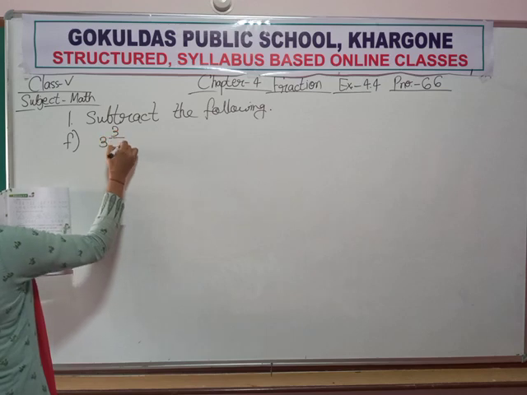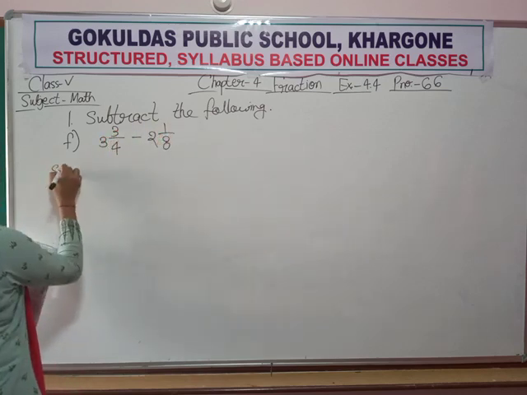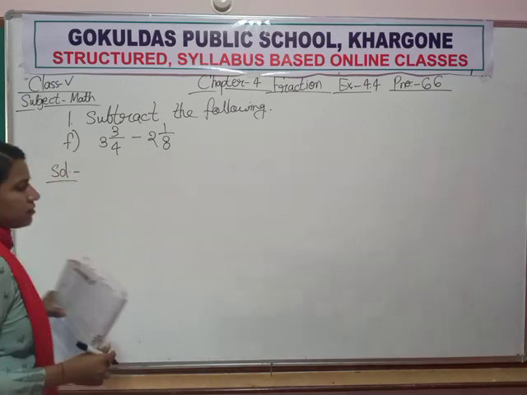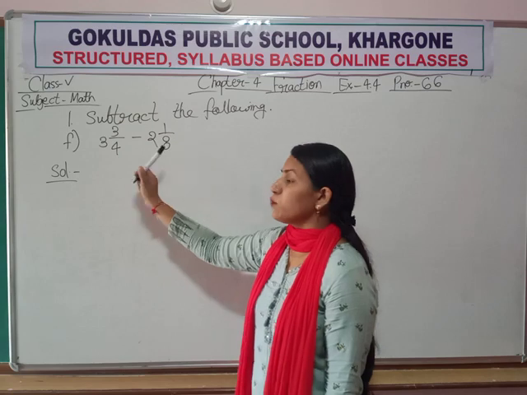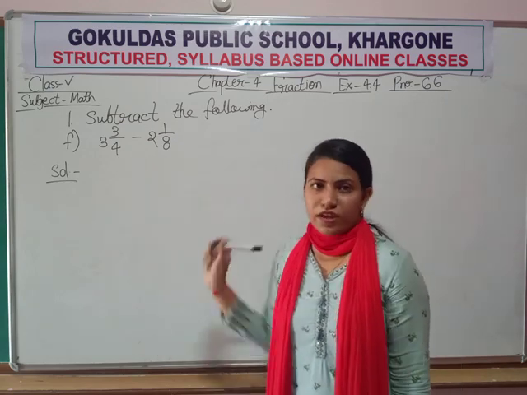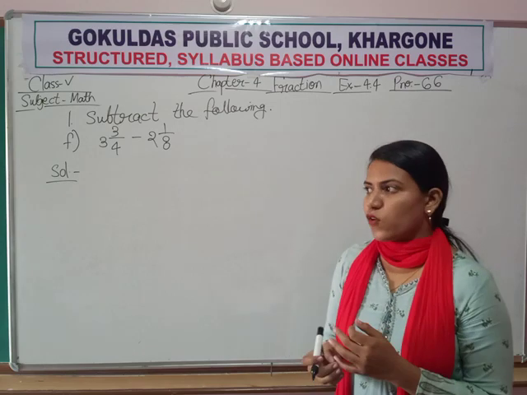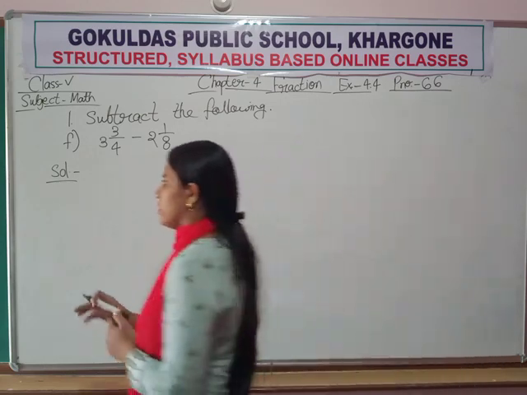3 2/3 minus 2 1/8 is your given question, right? In your question, two mixed fractions are given. Two mixed fractions are given. So in such cases, what do we do? First, we convert a mixed fraction into an improper fraction.